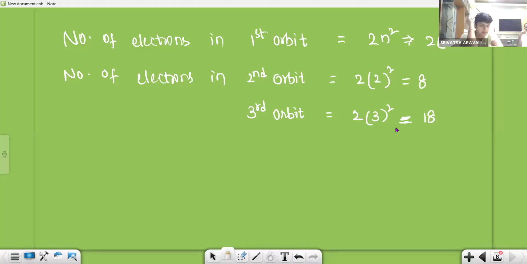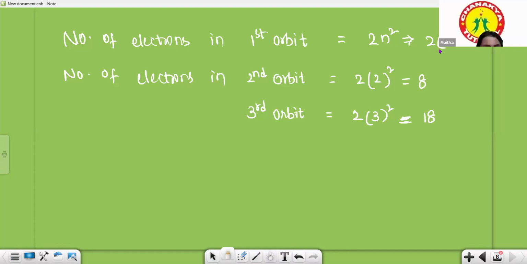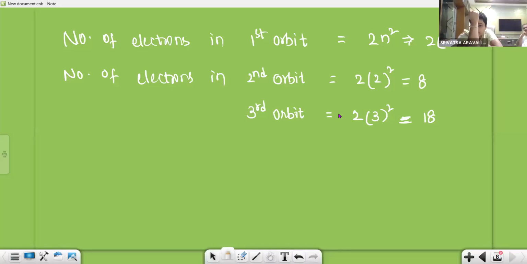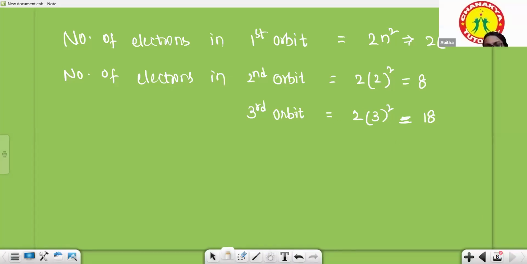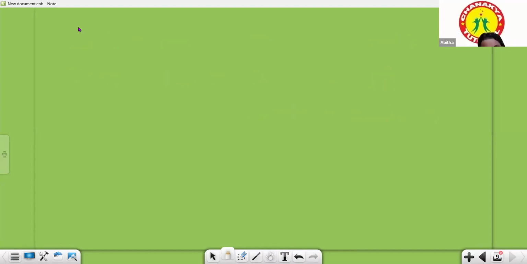Understand? So always in the first orbit you can fill 2. In the second orbit you can fill 8. In the third orbit you can fill 18. So this is the maximum limit. You can fill less than that, but not more than that. Like your capacity of eating chapatis is 4. You can eat maximum 4, not more than 4. But you can eat 1 or 2, the same thing. Let's see each element and its electronic configuration now.